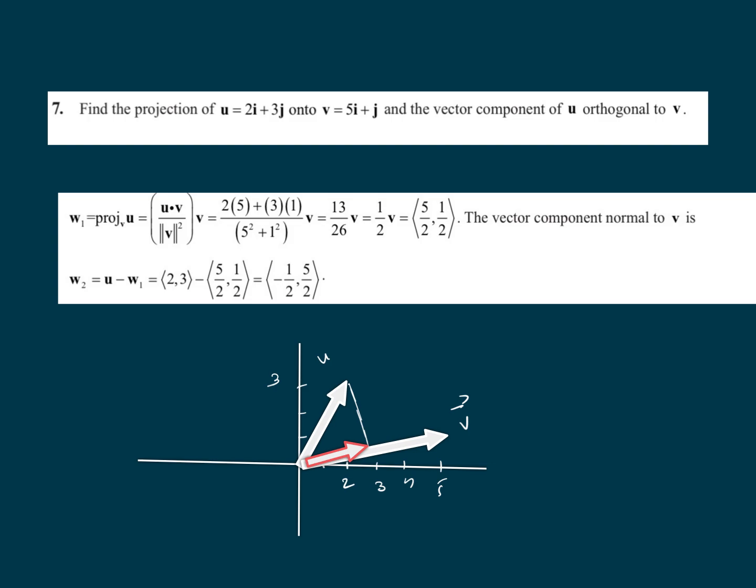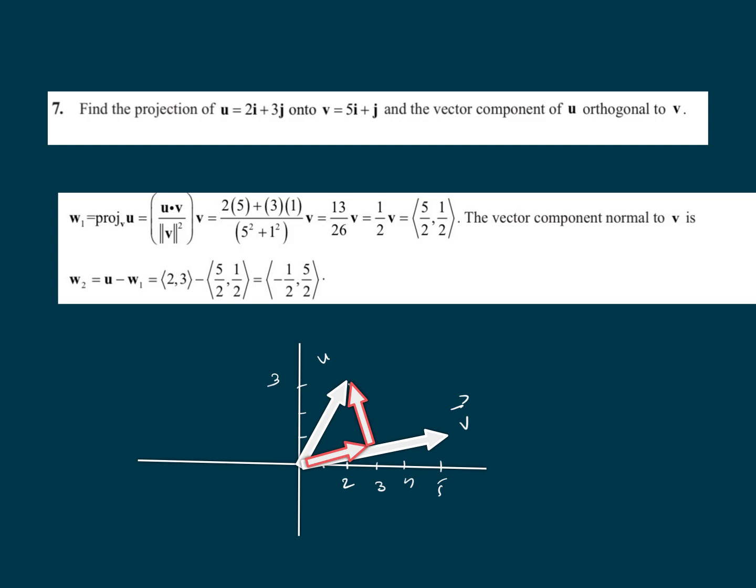So the problem is the same. Given u and v, I have represented u and v. This is u, (2, 3), and this is v, (5, 1). It says first, find the projection of u onto v. So find the red vector, this vector. And the second thing is to find the vector component of u orthogonal to v, this vector that is perpendicular. So there are 2 vectors that we have to find, this vector and this vector.